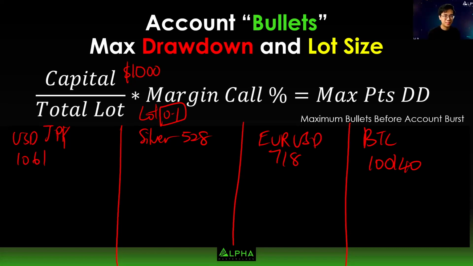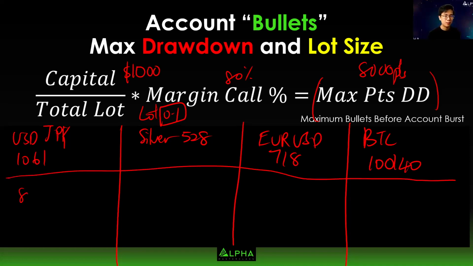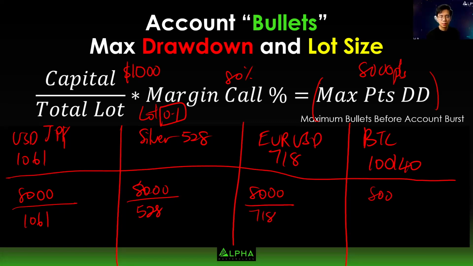Okay, so from here we do the calculation. Right now we know that the max point drawdown is the same because of the formula, all the same, right? The max point drawdown is 8,000 points. With the same 8,000 points, you guys can do a benchmark already. You take this and divide by the volatility: 8,000 divided by 1061, 8,000 divided by 528, 8,000 divided by 718, 8,000 divided by 100. Because the Bitcoin calculation is slightly different, Bitcoin needs to shift one dot in front, so it's 1014. So then the calculation will be based on these numbers.